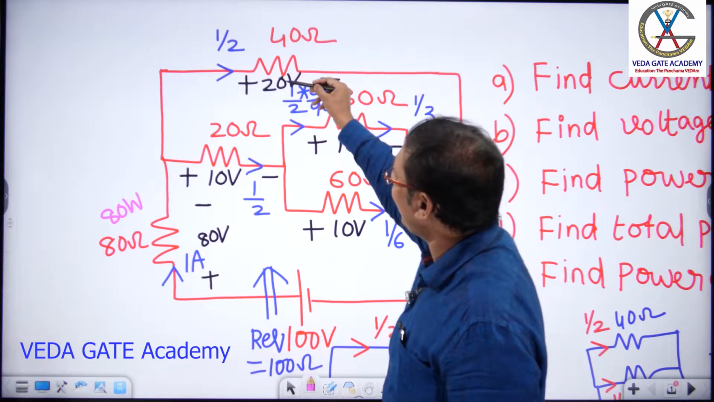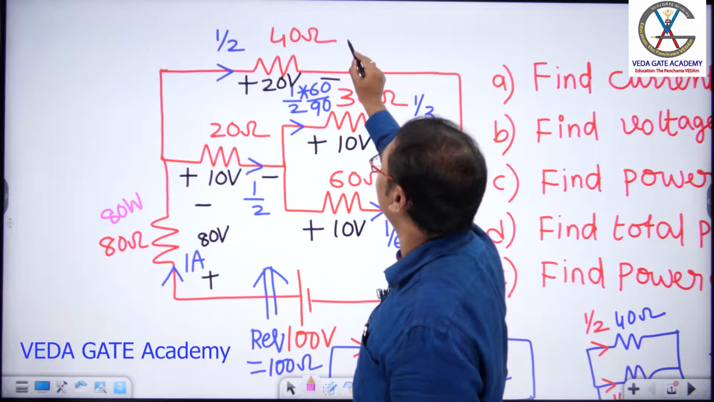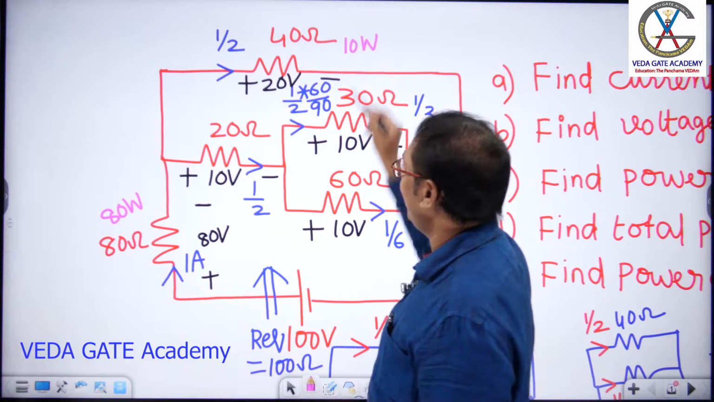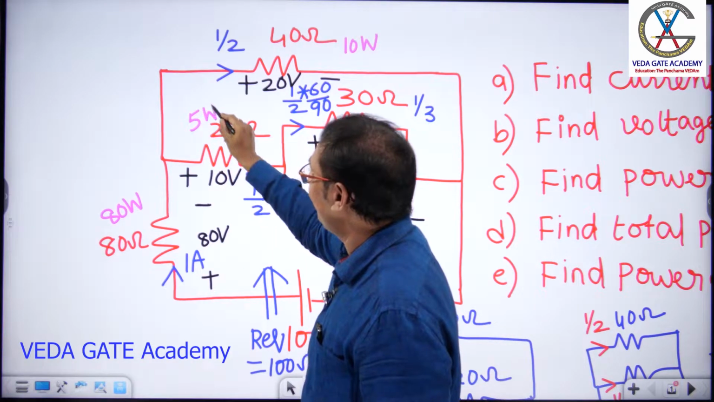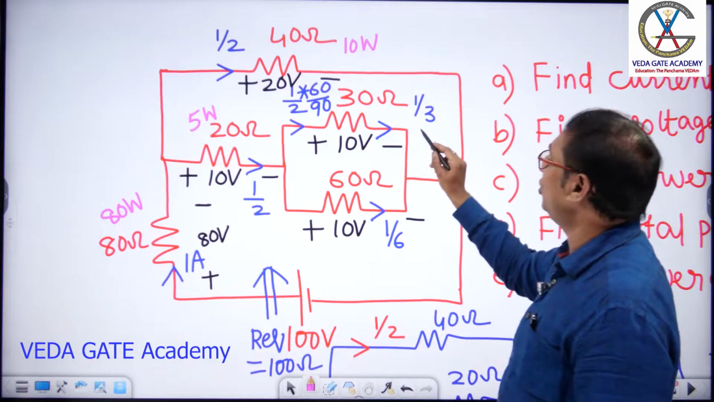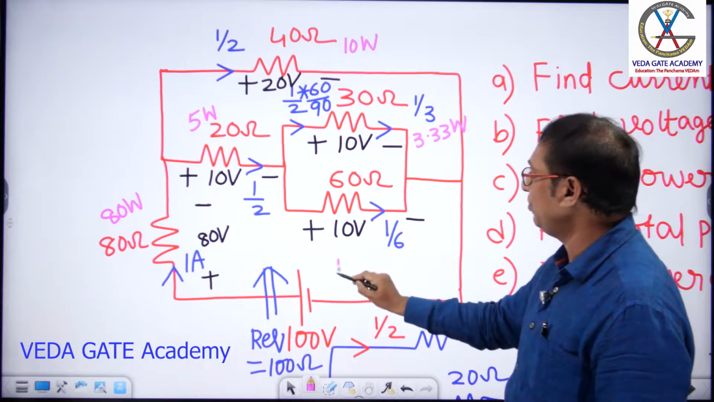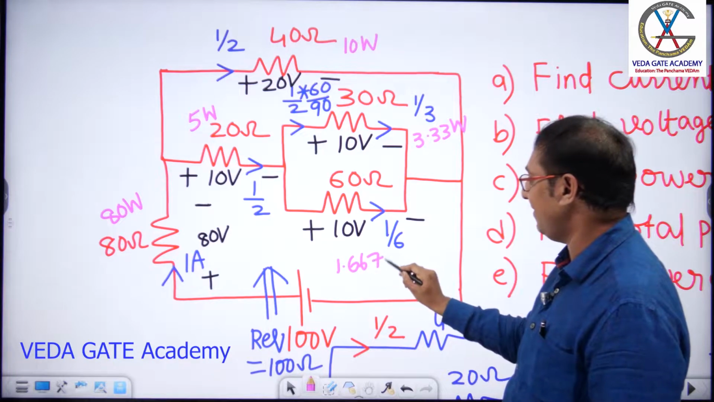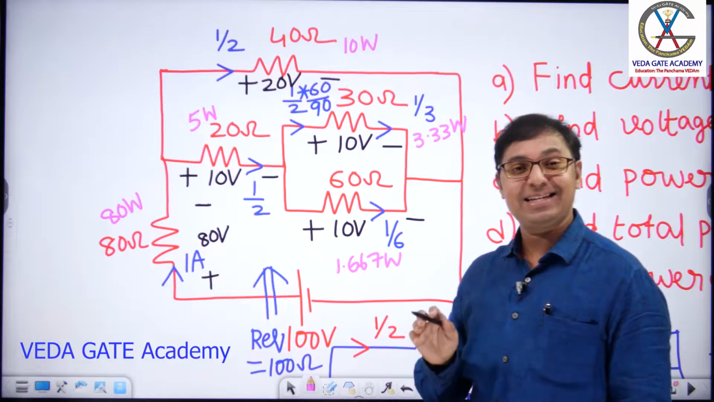What is this? Black voltage into blue current is pink. How much? 10 watts. Black into blue, how much? 5 watts. Black into blue, how much? 3.33 watts. Black into blue, pink, 1.667 watts. This is the power absorbed by each R.